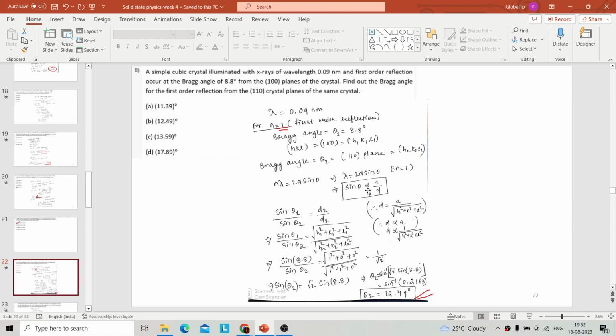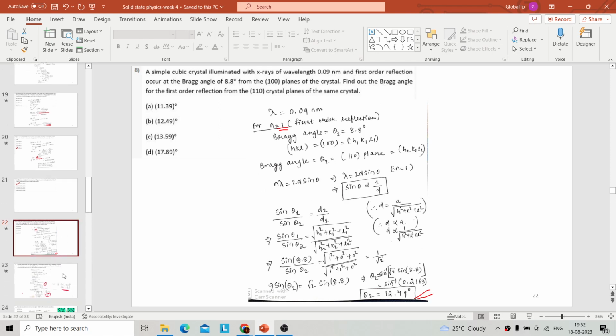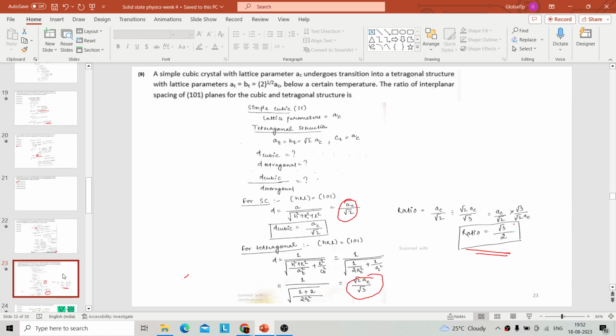the relation between theta and d value. Here we know that sine theta is proportional to 1 over d, and the interplanar distance d you can calculate by the formula a divided by root of h square plus k square plus l square. Most of the formulas are the same, but you have to watch the approach, how the question is given and how the comparison is made.